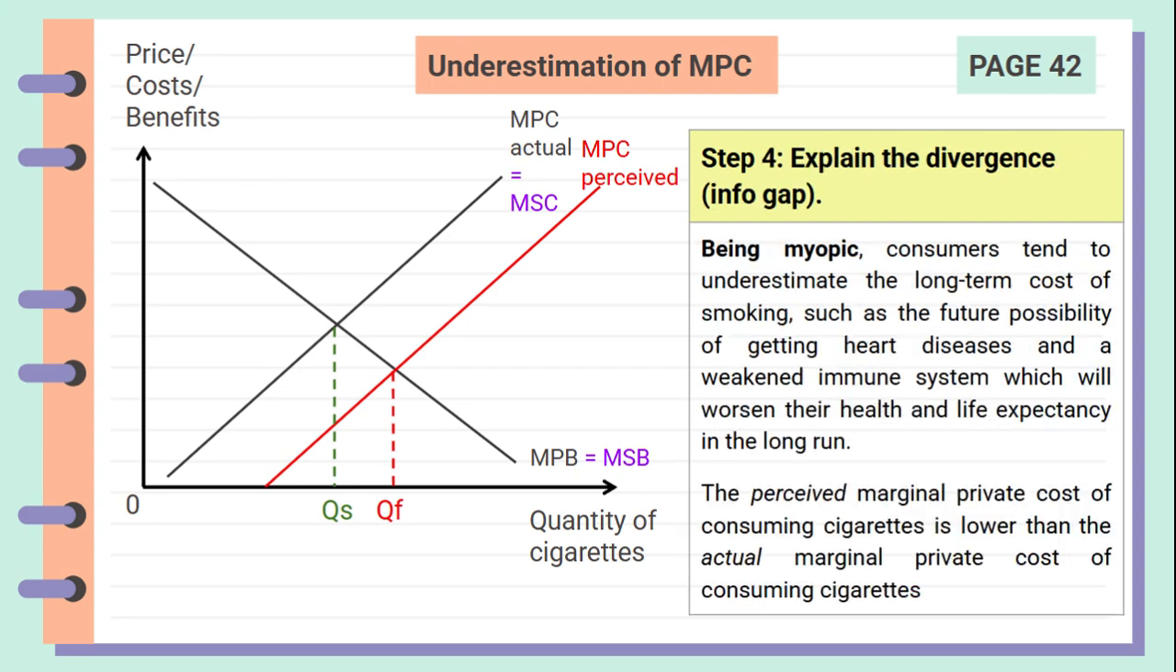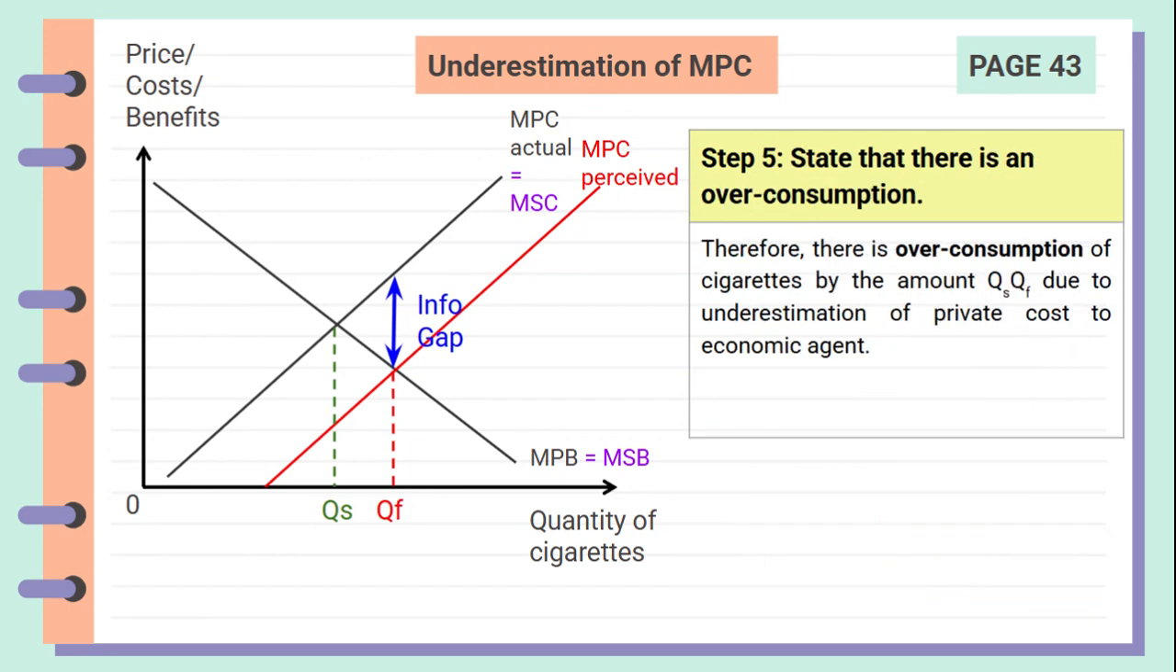Step 4 is to explain the divergence between MPC perceived and MPC actual. As consumers are myopic, which means they're unable to consider the long-term cost of smoking, such as getting heart diseases and a weakened immune system that will worsen their health and life expectancy in the long run, there's an info gap that explains the divergence between actual MPC and perceived MPC.